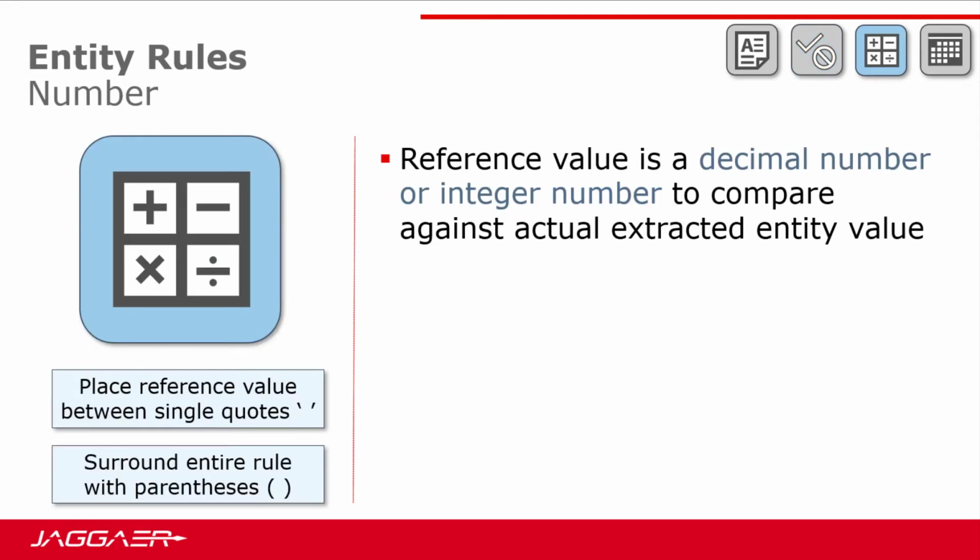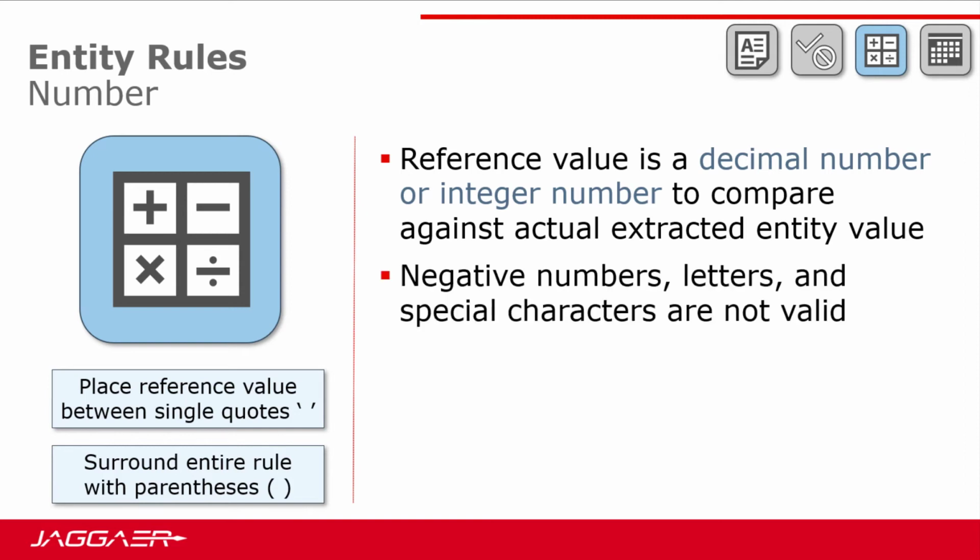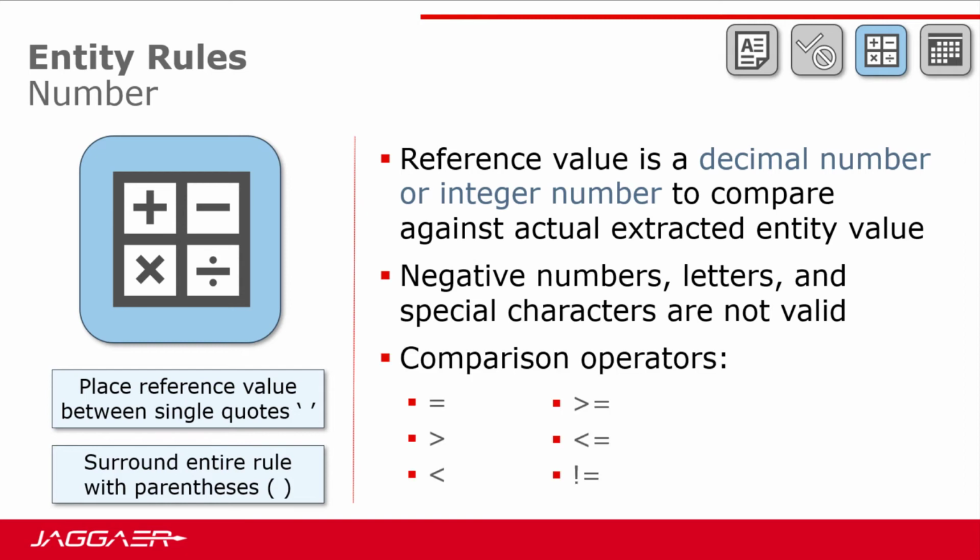The number type entity rules include a reference value that is a decimal or integer number that will be compared against the actual extracted entity value. For this type of rule, negative numbers, letters, and special characters are not valid. They have to be whole or decimal numbers. The comparison operators that can be used are equals, greater than, less than, greater than or equal to, less than or equal to, or does not equal. So the entire condition needs to be in parentheses and the reference value needs to be in single quotes.